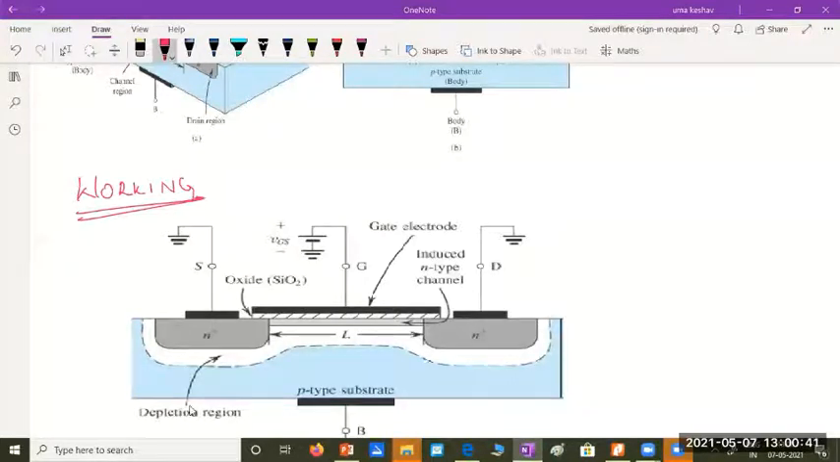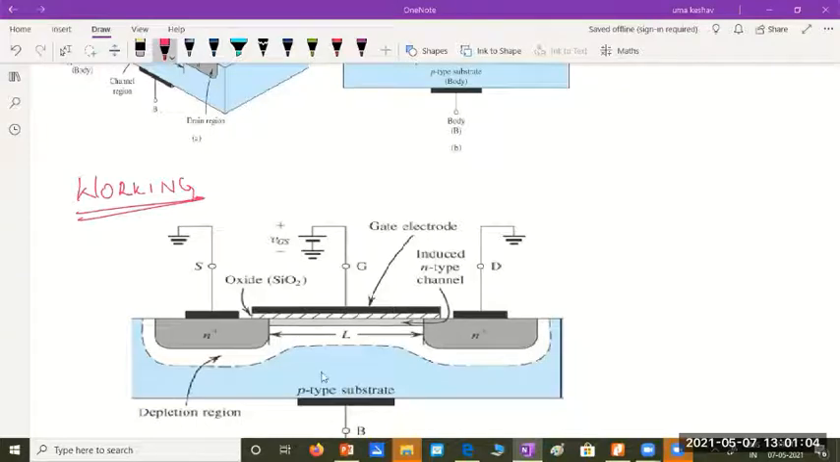Further movement of holes from the P side. All this we know. Please listen carefully. You know all these concepts. So initially a depletion region is formed in the MOSFET, which looks something like this when we don't connect any voltages. Later on, we are going to give a positive voltage to the gate.